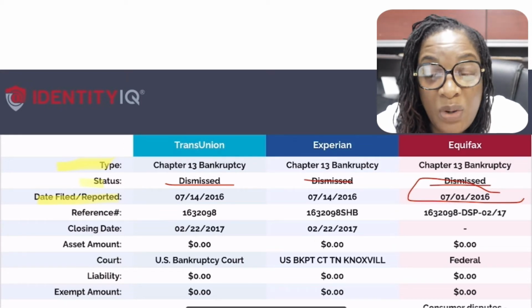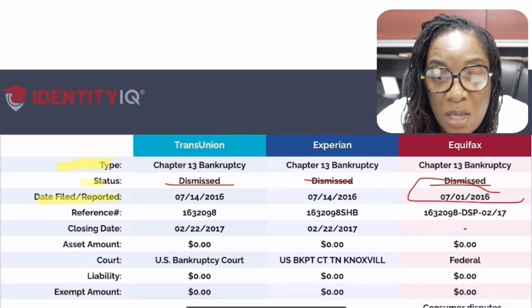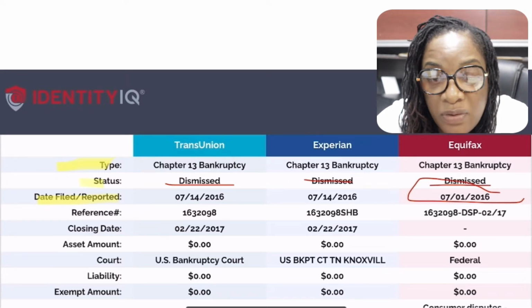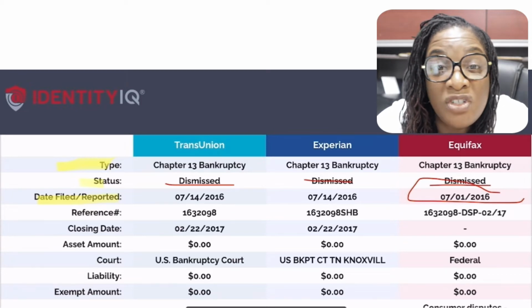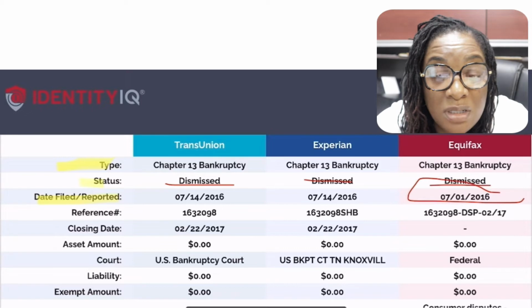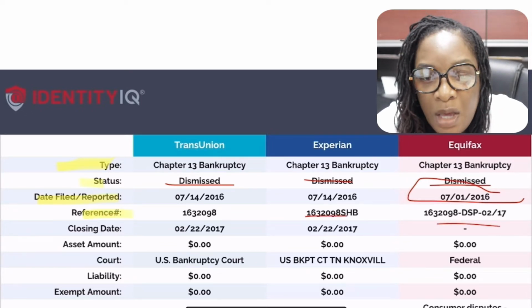Okay, so we want to go also to reference. Let's go down to reference. Okay, so under reference, which is basically just the reference number that should be on your PACER report concerning your bankruptcy. It's kind of like an account number or ID number.